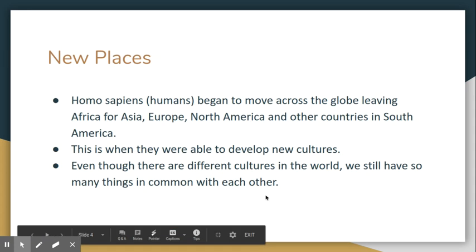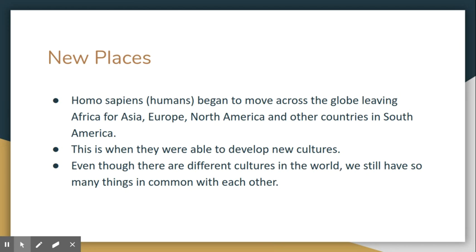New places. Homo sapiens, which are humans, what we are now, began to move across the globe, leaving for those countries that we just talked about. Now, they were able to develop new cultures and new communities. You got to think, being civilized was a new idea for them. Okay, we were still looking for the things that are needed to make settlements.